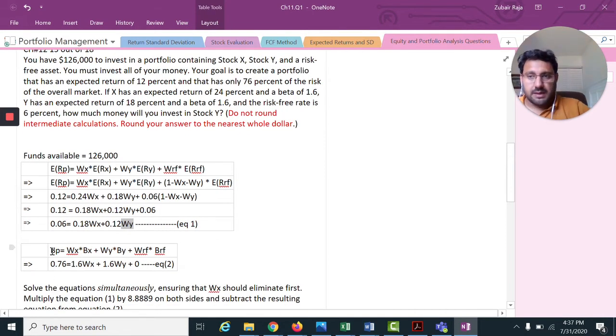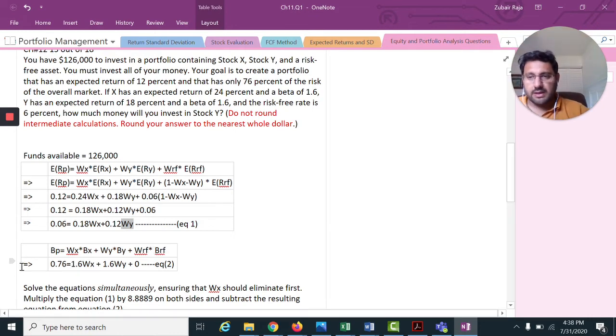So the beta of the portfolio, which is the market risk of the portfolio, we can rewrite as WX times the beta of stock X, plus the weight of stock Y multiplied by the market risk of stock Y, plus the weight of the risk-free asset multiplied by the beta of the risk-free asset. So in other words, the market risk of the portfolio is the weighted average of the market risk of the assets present inside the portfolio. We should know that this is how we calculate the beta of a portfolio.